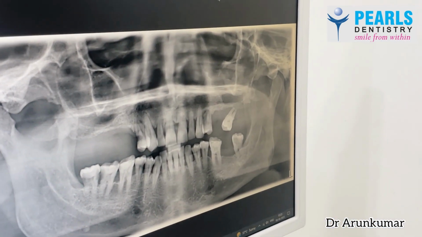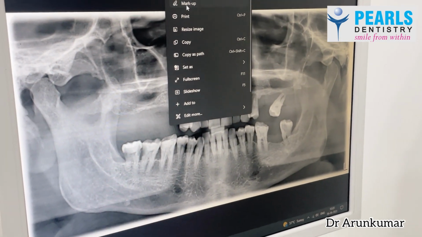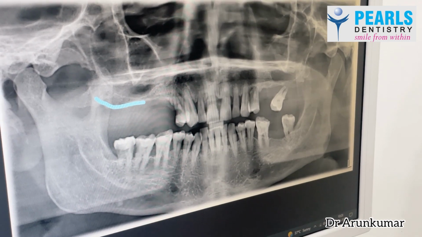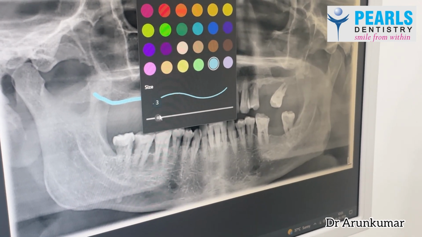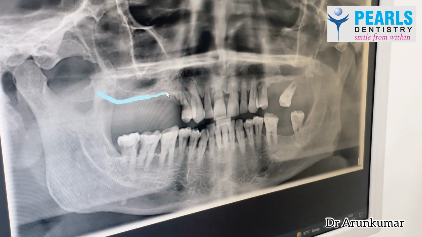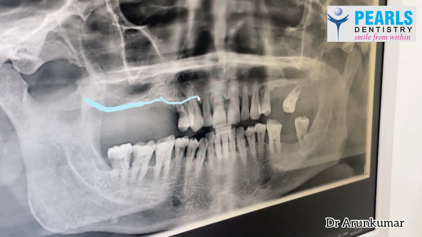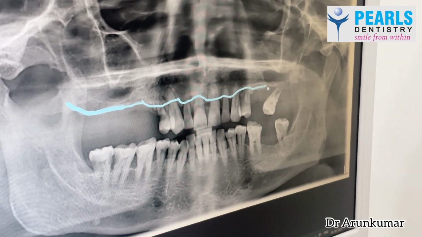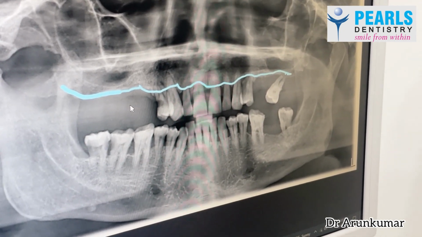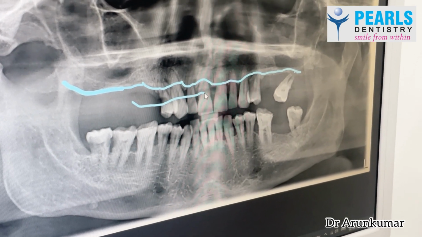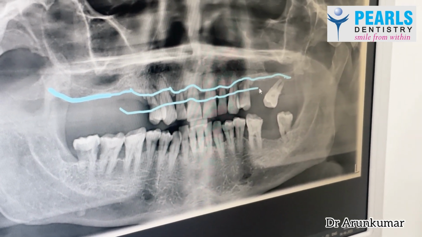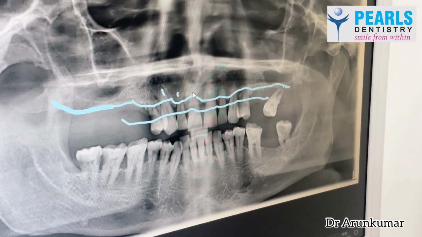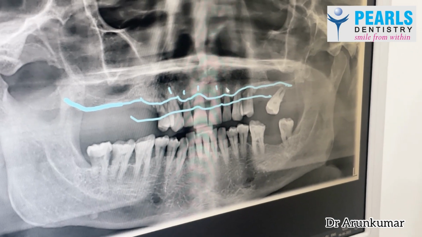In this particular patient, I'm just going to draw the bone. As I draw this, this is where the patient's existing bone structure is. And if you look at it, there is so much bone loss. Ideally, this bone has to be somewhere here. And if you look at all these areas, it's less than 20% of the tooth structure that is actually there inside the bone.